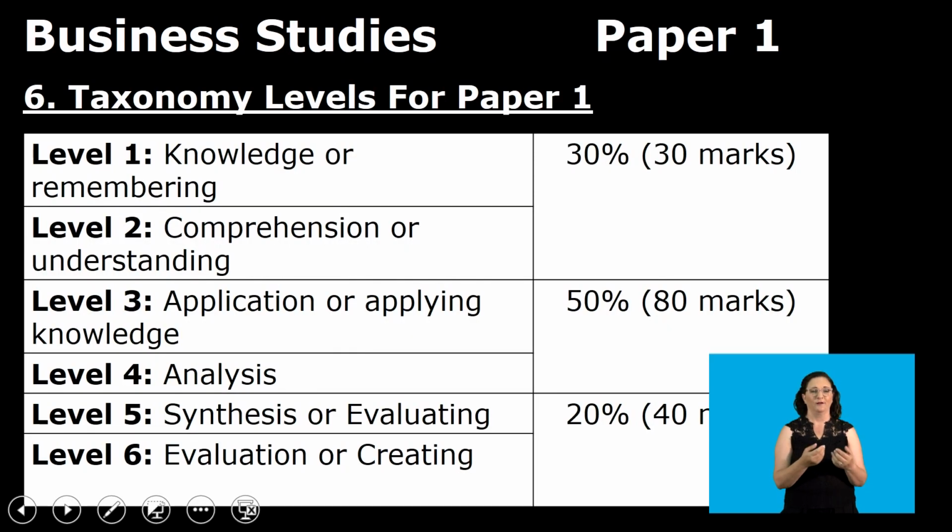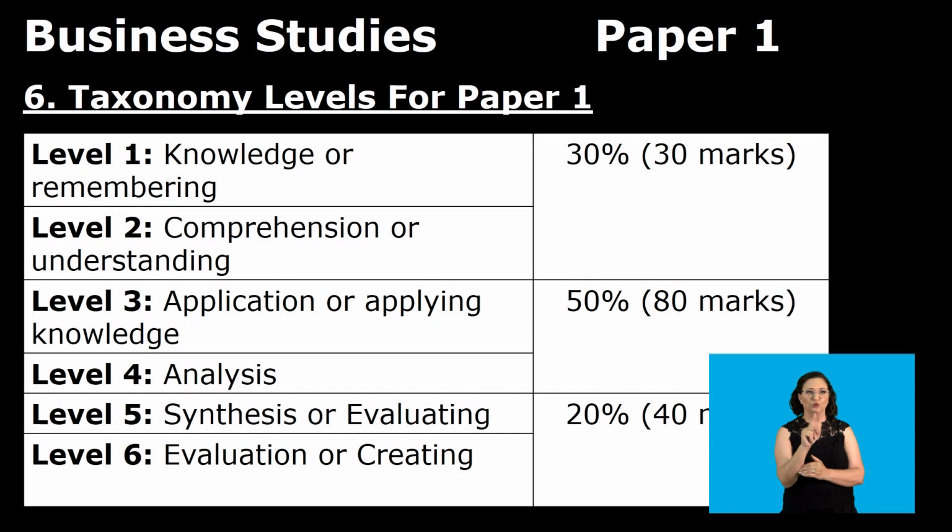All right, these are our taxonomy levels. Remember I said to you that Section A will mostly be from level 1 and level 2. In level 1, it's just knowledge or remembering. Remember those were the objective questions. Then level 2, comprehension or understanding, which is 30 marks, and it is what? 30% of your exam.